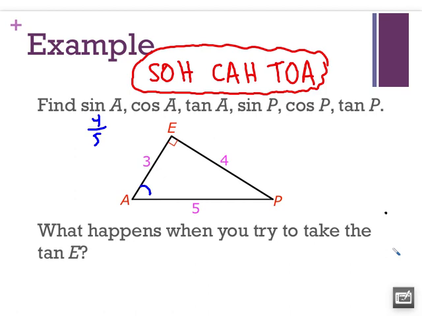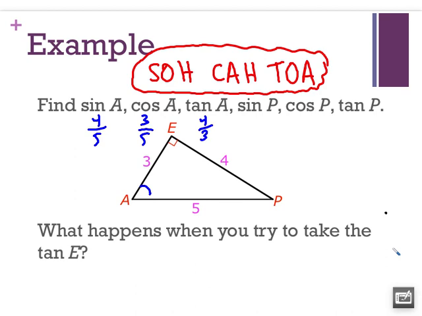What's the cosine of A? 3/5. David? 3/5. How about the tangent of A? 4. Max? 4/3. 4/3.